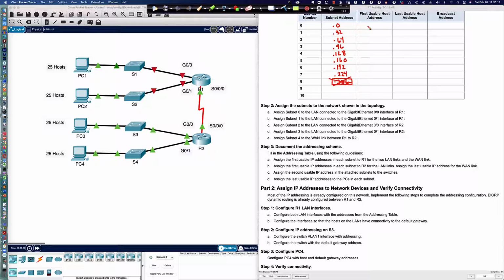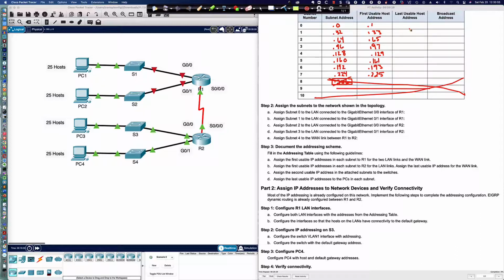So first usable IP is going to be the first address after the subnet ID. So .1, .33. And everything kind of starts to fall into place here. .65, .97, .129, .161, .193, and .225. I'm just going to put big X down here for these last three because we know we're not using any of these guys down here.